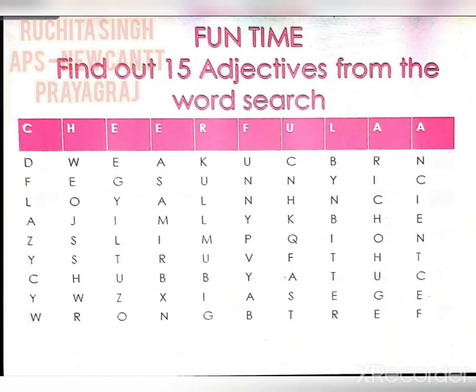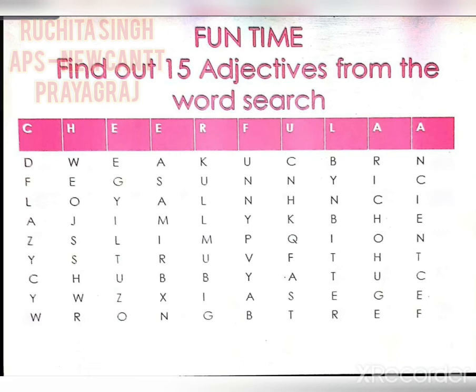Then moving further to the last fun exercise, which is given on page number 42 of your English grammar book. In this activity, it is told that there are 15 adjectives hidden in this box and we have to find them out. So children, let's do it. Open your grammar book, page number 42, and find out the adjective words and mark them. Here I am also going to do it.